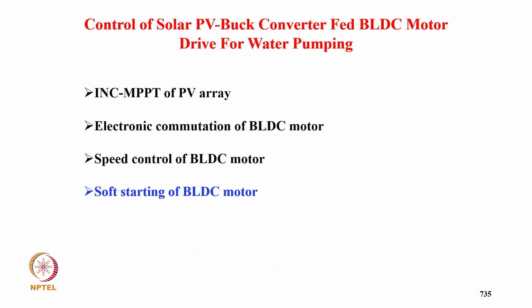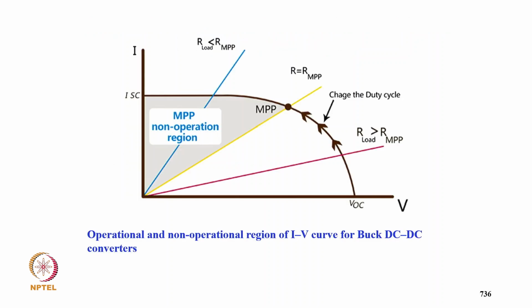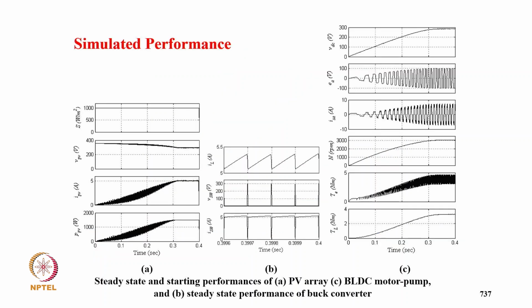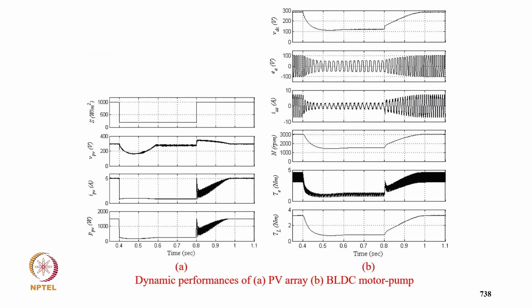we select 1500 microfarad. And here we use the incremental conductance MPPT algorithm, electronic commutation of the BLDC, speed control of the BLDC, and soft starting of the BLDC motor, and then the optional MPPT correction of the buck boost converter. Then the performance during starting: the PV voltage, the insolation level, PV current, then the DC link voltage, the buck converter, then the back EMF, winding current, speed, developed torque and load torque, and finally the inductor current as well as the switch voltage and switch current.